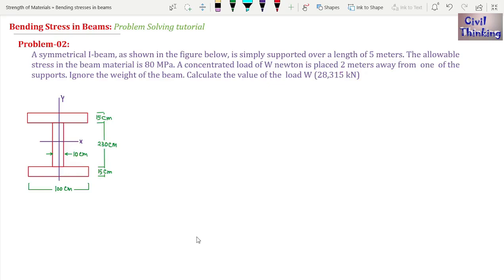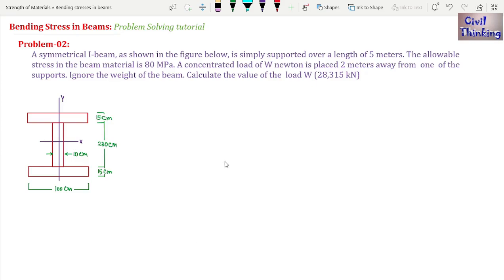Welcome to Strength of Material lectures by Civil Thinking, and today we are going to solve another problem on bending stress in beams. Now the problem is on your screen.